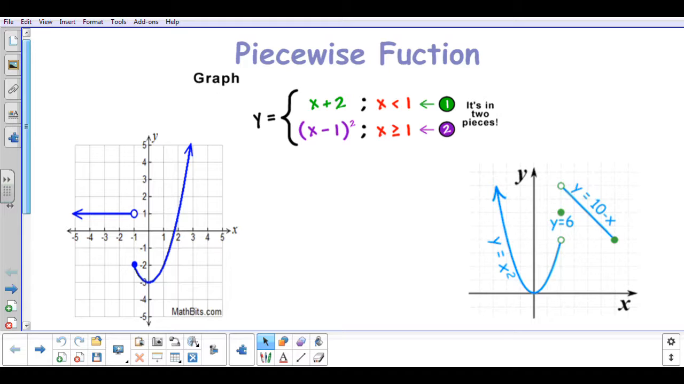Each one has its own x values. For the top one, it's x is less than 1. And for the bottom, it's x is greater than or equal to 1. So they are two different pieces, which is why it's called a piecewise function.